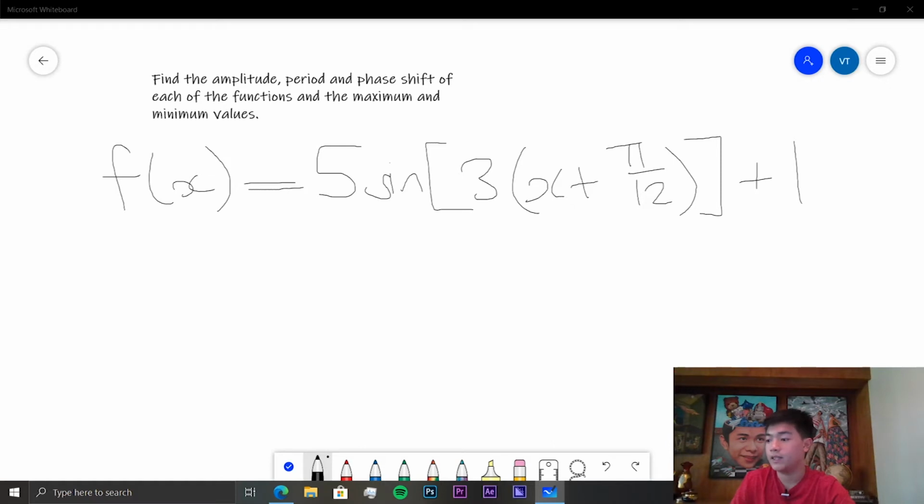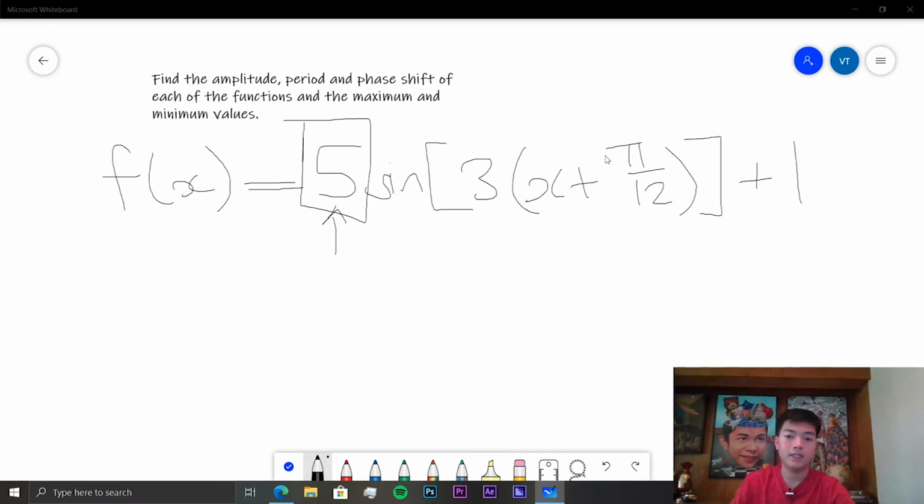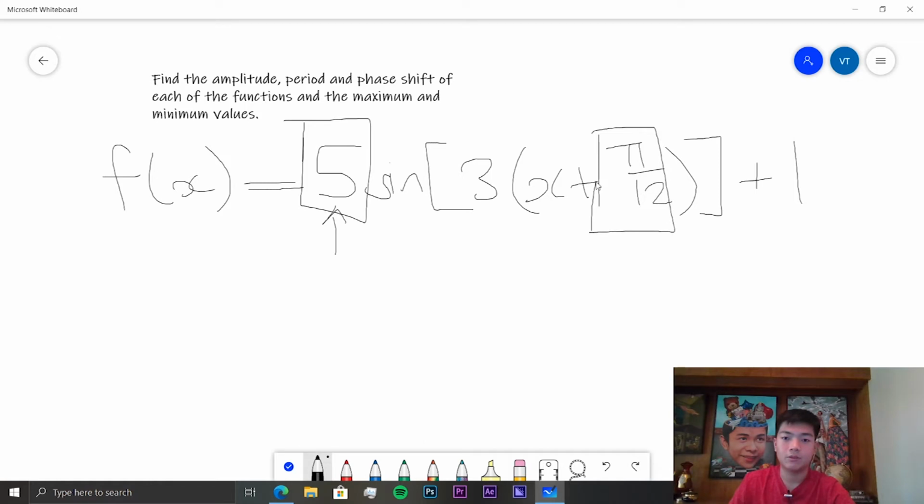So let's start with the amplitude. The amplitude of this function is simply 5. It's just this number over here. Next, the phase shift is going to be pi over 12, since we're adding pi over 12 to x. What's next? The period: we need to look at 3. And we know that this number will be equal to 2 pi over the period. So we have the period is equal to 2 pi over 3. In other words, 2/3 pi, 120 degrees.